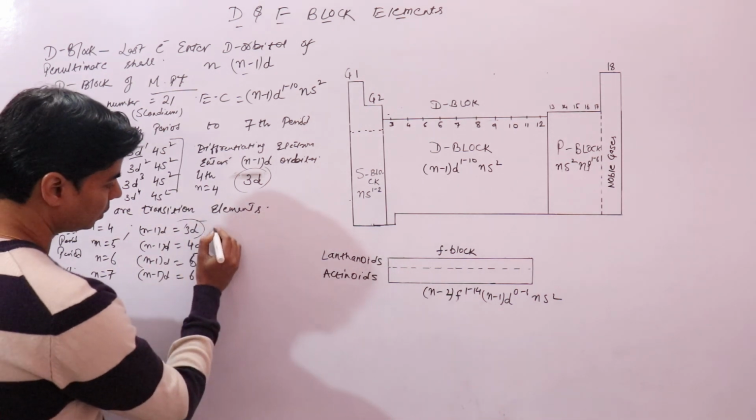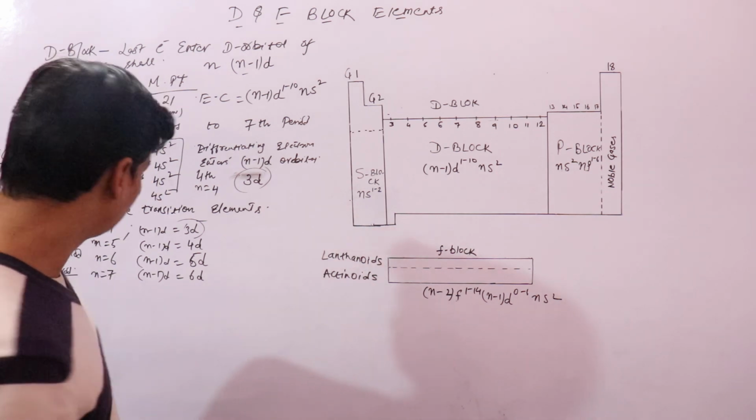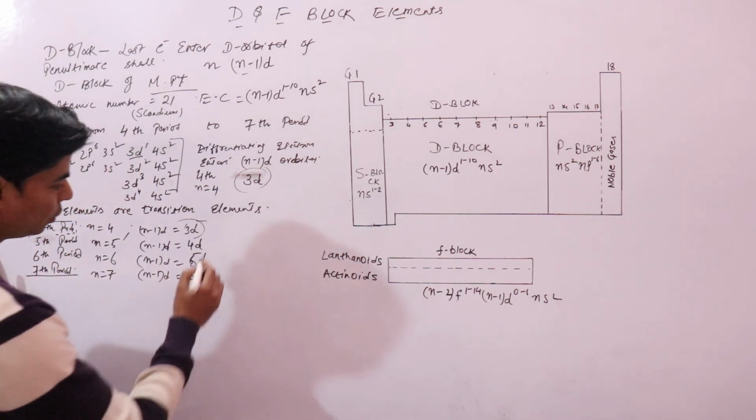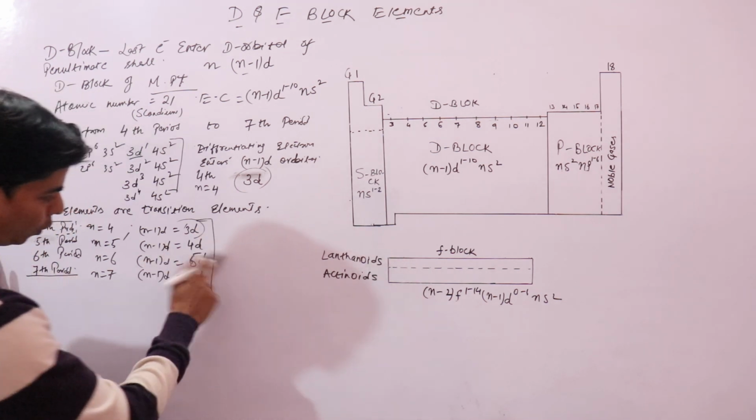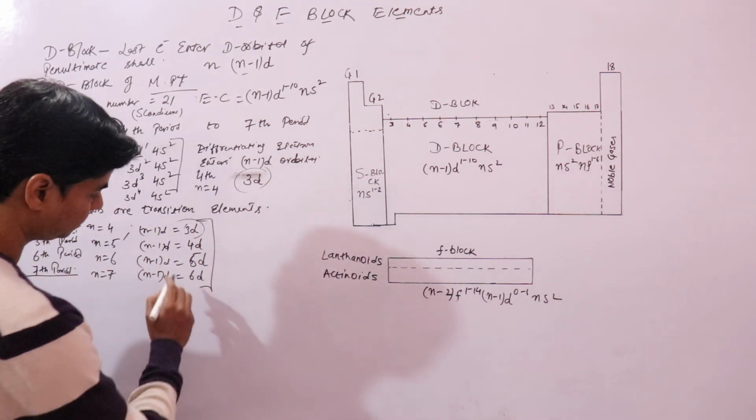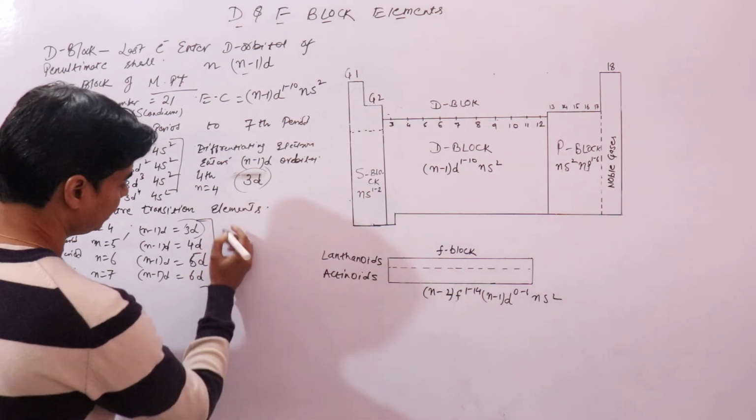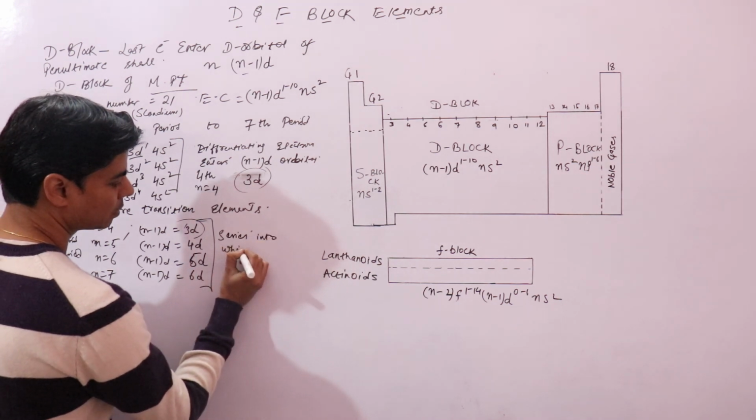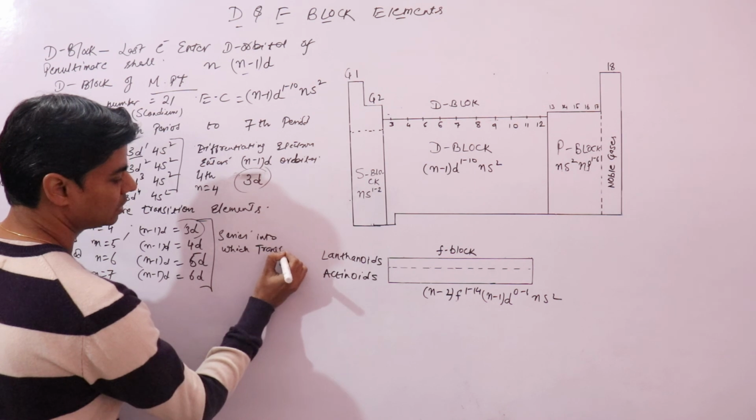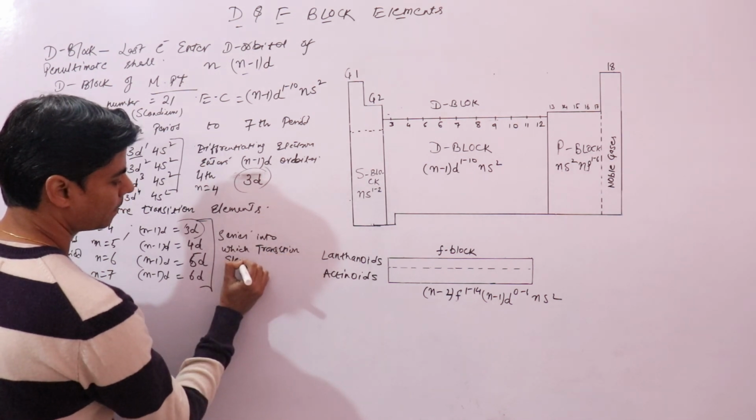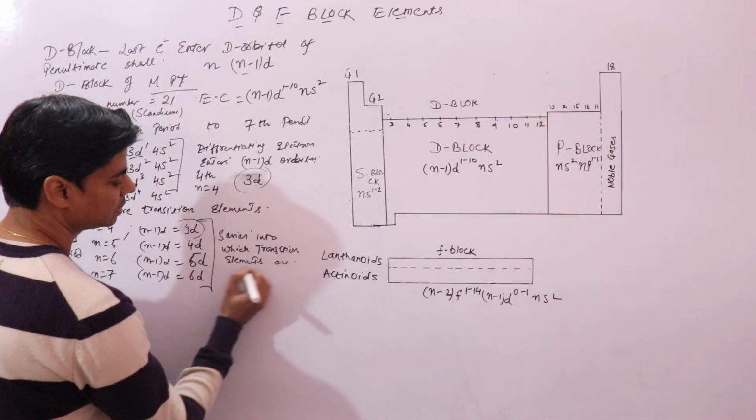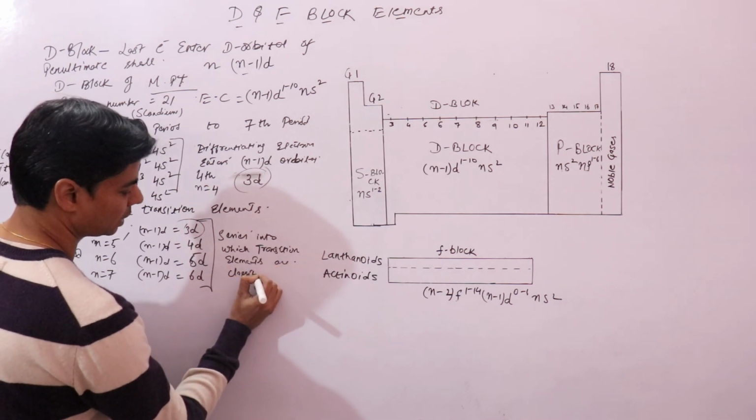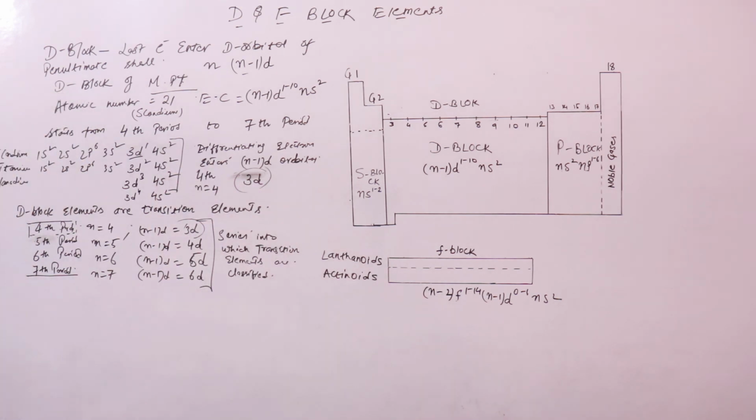Right? So based on where the last electron enters, these transition elements are classified into 3d series, 4d series, 5d series and 6d series, right? So these are series into which transition elements are classified. This is the classification of transition elements, the D block elements, right? I hope this is clear, right? Just remember the classification, right?